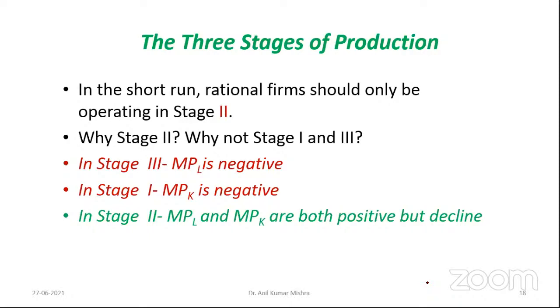But in the second phase, both of them are positive. The marginal productivity of the fixed factor, as well as the marginal productivity of the variable factor, both have to be positive. Right? They are declining, no doubt, but they are positive. Because you, as a producer, are trying to use your variable factor as well as the fixed factor properly. All the input factors must be optimally utilized. It is not utilized optimally in stage one and stage three. Therefore, the producer always tries to produce in the second stage of the production process. Therefore, this particular law, the law of variable proportion or the certain production functions, is also known as the law of diminishing returns.